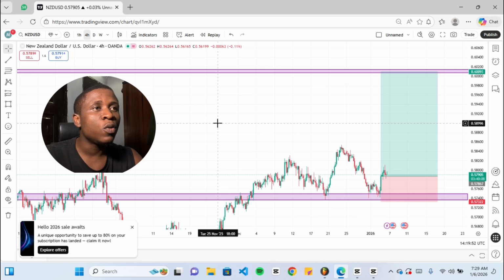So this is NZD USD 4-hour time frame, but actually I do swing trade. I don't trade on 4-hour time frame. I break down from the weekly time frame. That's the top down analysis.